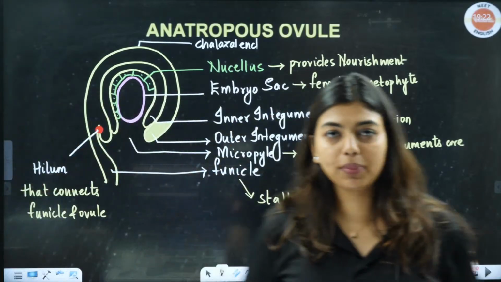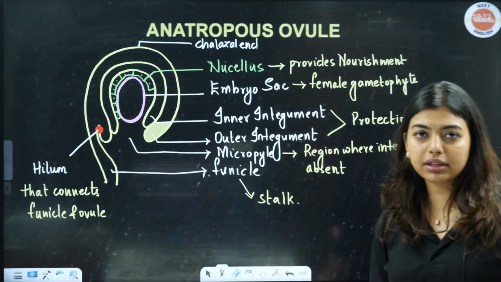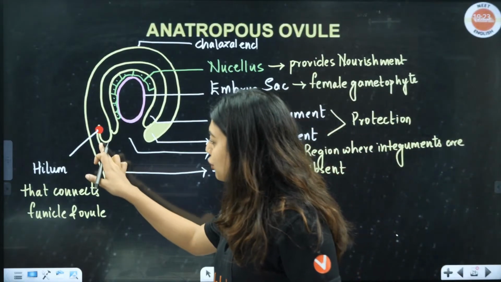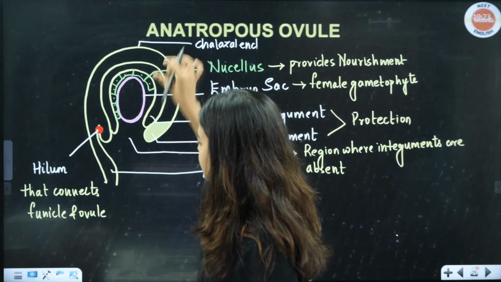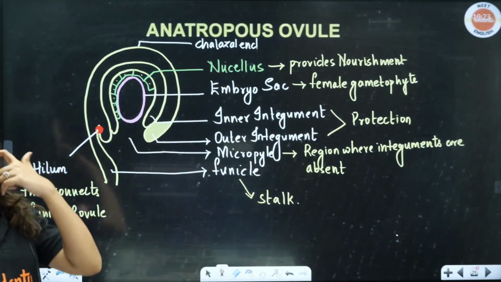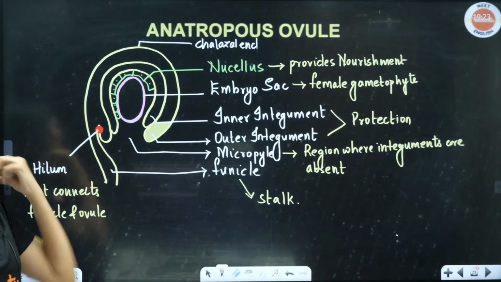Now let's do the ovule. Anatropous ovule. Students, when you look at the ovule, it seems fully upside down. So that is your anatropous ovule. Now what does anatropous ovule mean? Look here. This is the funicle. This is the chalazal end. This is the micropylar end. They're not coming in a straight line. So that is what we are telling here.